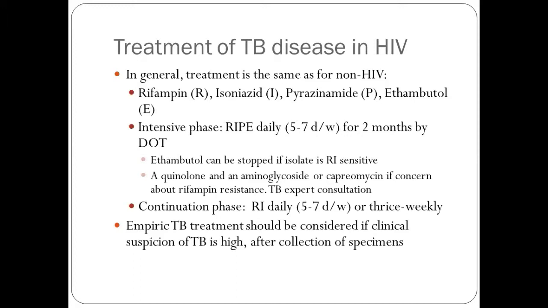Then following that, we have a continuation phase that is usually an additional 4 months. It may be longer than that, and we will go through that. But we can usually go down to just 2 medications, which are rifampin and isoniazid. And you can see there how important these 2 medications are in the anti-tuberculosis treatment regimen. So rifampin and INH will stay for another usually 4 months.